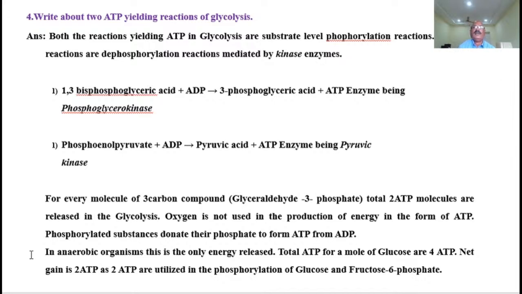So for this question you have to write: in glycolysis, when 1 glucose is involved, a total of 4 ATPs are generated and 2 ATPs are utilized. So the net gain is 2 ATPs.